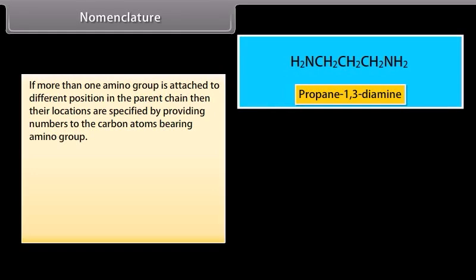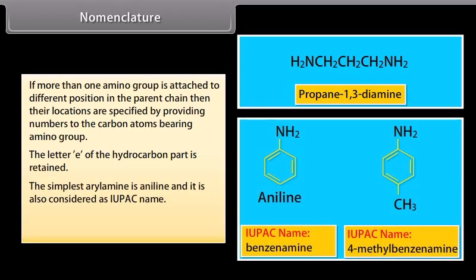If more than one amino group is attached to different position in the parent chain, then their locations are specified by providing numbers to the carbon atoms bearing amino group. The letter e of the hydrocarbon part is retained. The simplest arylamine is aniline and it is also considered as IUPAC name. In IUPAC system, suffix e of arene is replaced by amine.